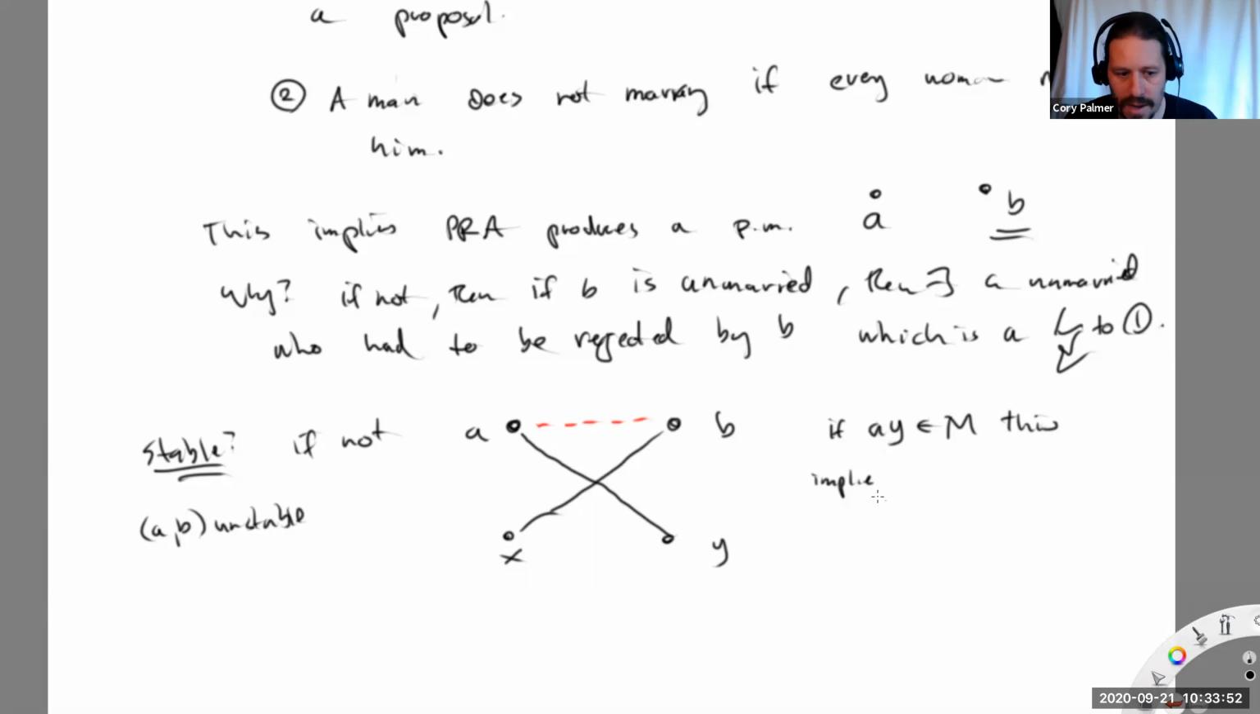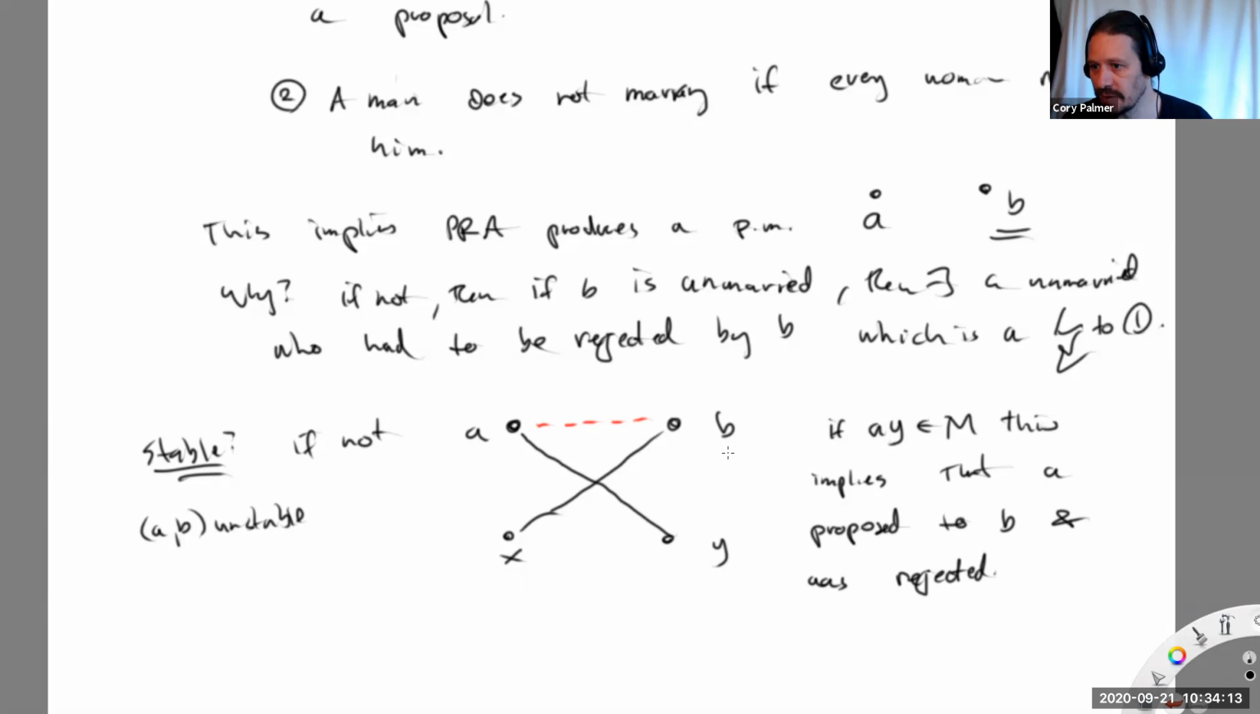So if A married Y, this implies that A proposed to B and was rejected, right? Because B was higher ranked on A's list. The only way that A ended up proposing to Y is that A was already rejected by B at some earlier day, right? You never propose to a lower ranked person unless you've been rejected by everyone above them. So if A prefers B to Y, that means that A was rejected by B. Okay, that can happen absolutely normally in the algorithm, but not in this scenario when B prefers A to X as well.